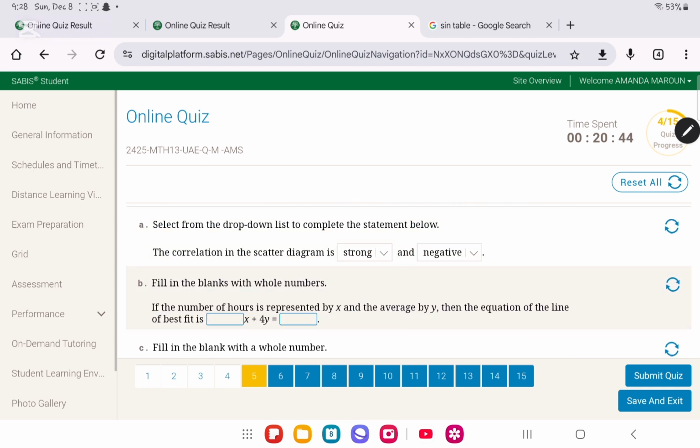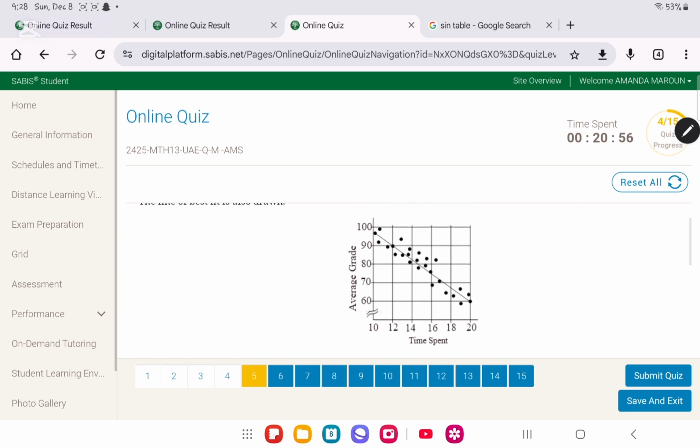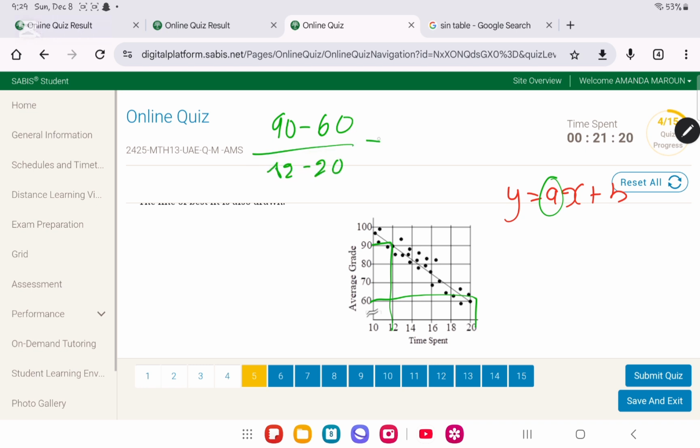Now, if the number of hours is represented by x and the average by y, then the equation of the line is x plus 4y is equal to this. So very simply, we're going to take the basic equation of any line, which is y is equal to ax plus b. We need to find a, which is the slope. So we're going to take 2 points, for example, 90, 12, and 60, 20. So it's going to become 90 minus 60 divided by 12 minus 20, which is 30 divided by minus 8, which is then minus 15 over 4.